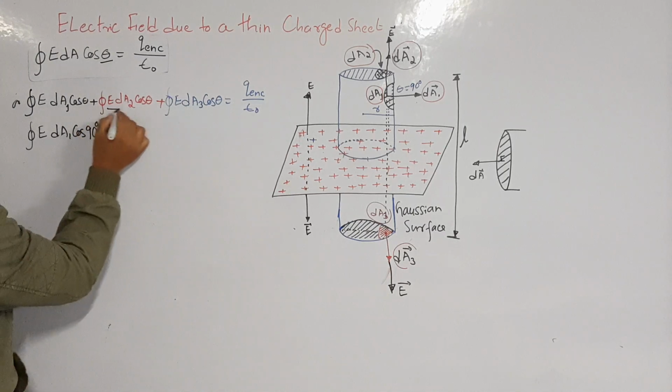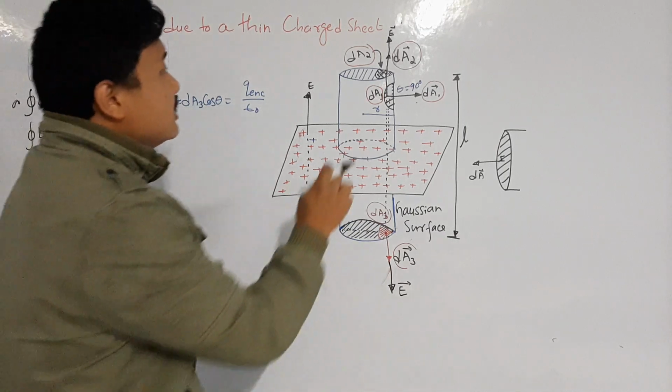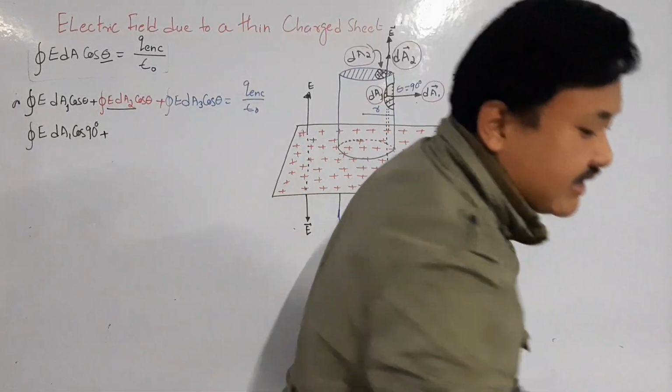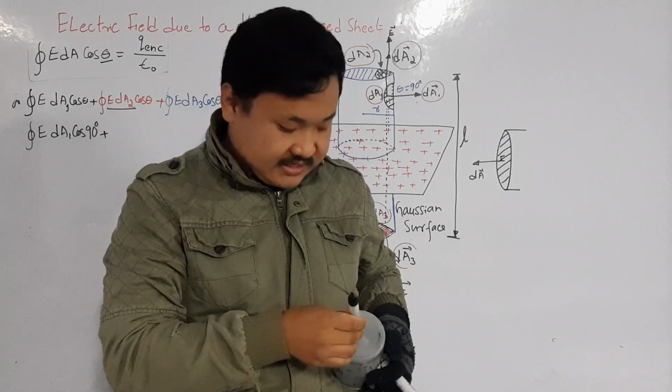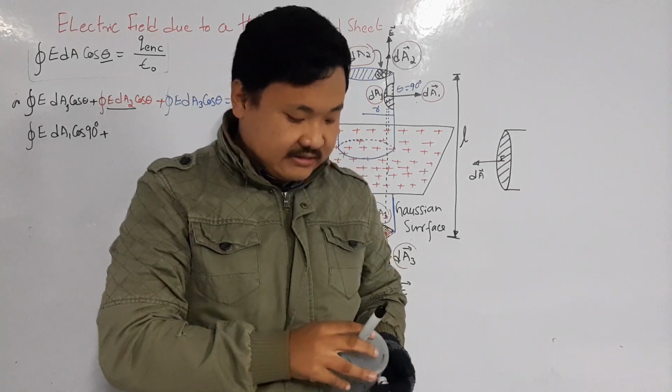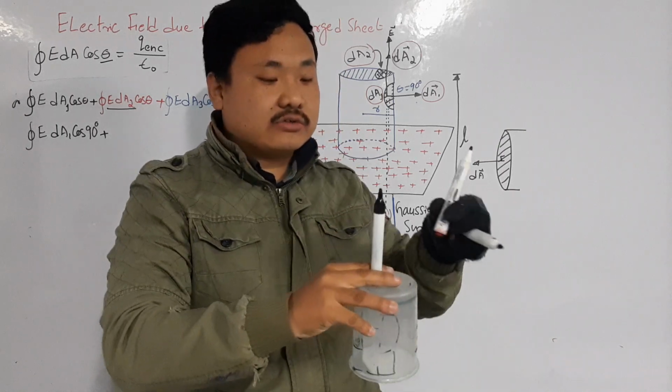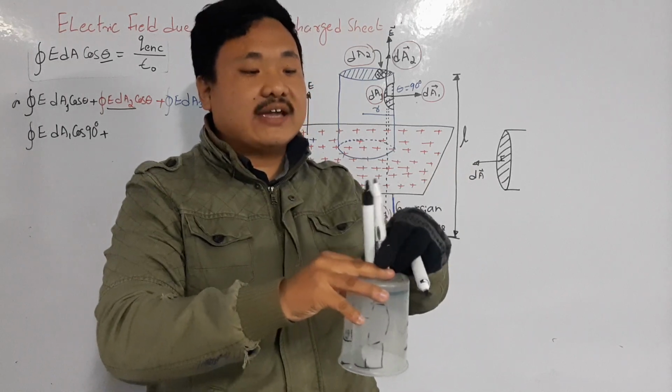Now let me go to A2. Here is A2. The area vector is always perpendicular to the surface, like this. And if you see here, the electric field is also in the same direction. So what is the angle between them?